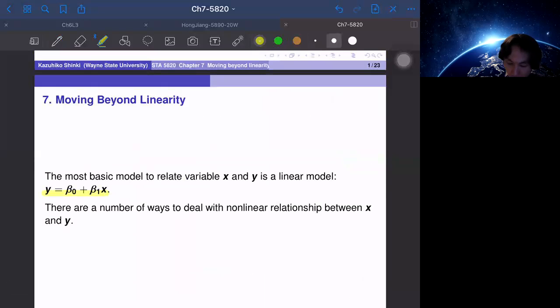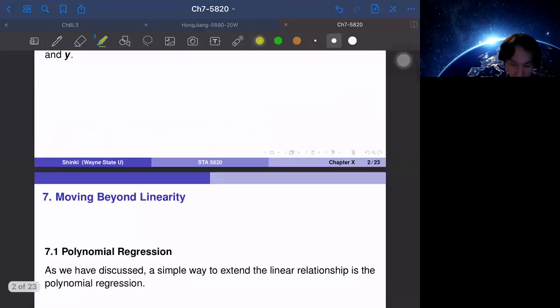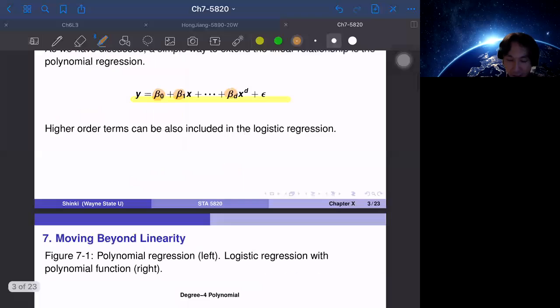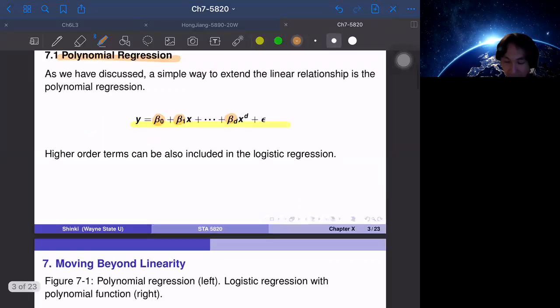But in terms of x, we can go further like this. Still, this is a linear function of beta naught, beta 1 up to beta d. This is called polynomial regression, which we have already studied. So at first, we can do this to extend the model.